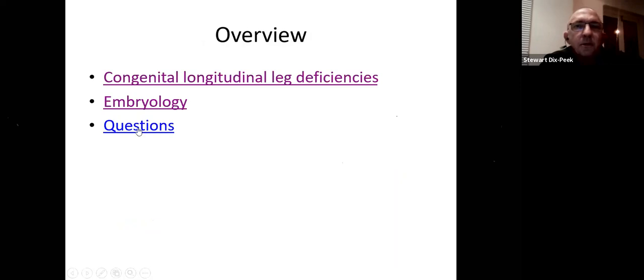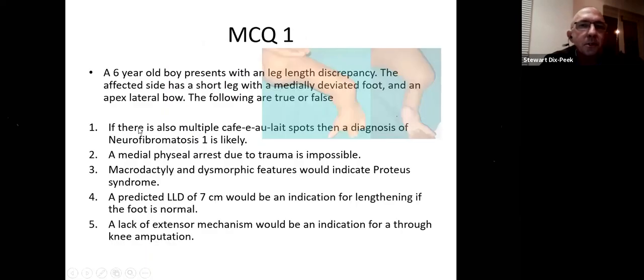So now I'm going to take you, jumping backwards and forwards, to the questions. And I wanted to say, this to me is where we all should have started, an MCQ. Everyone familiar with the format? We've got the little lead question. A 6-year-old boy has a leg length discrepancy. Read the question, guys. The affected side has a short leg. Be careful here.